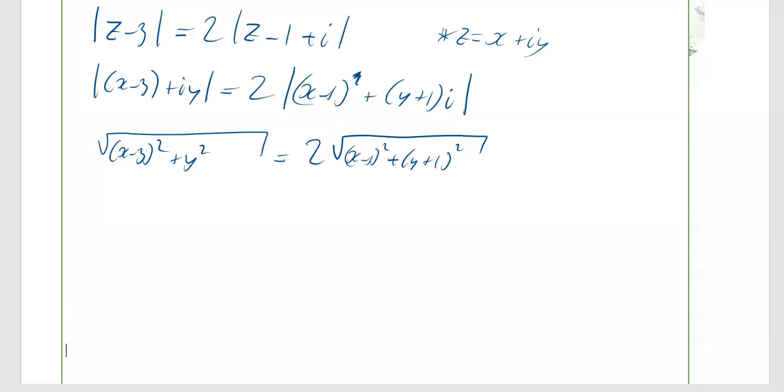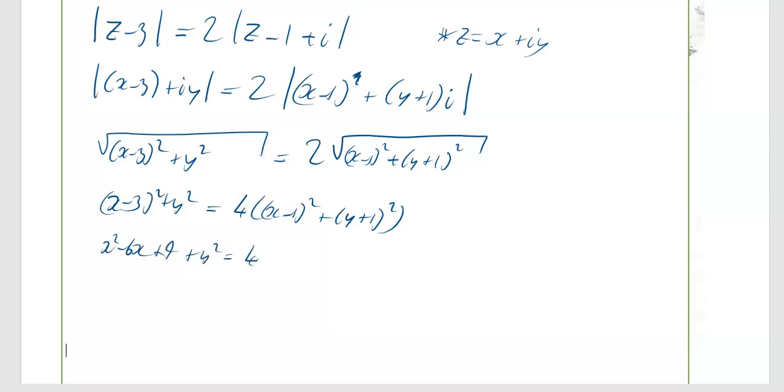So we're going to square both sides first of all, to give you (x − 3)² + y² = 4 upon (x − 1)² + (y + 1)², and then we're just going to go from here. So squaring that, (x − 3)² gives you x² − 6x + 9 + y² = 4 upon x² − 2x + 1 + y² + 2y + 1. And then we're just going to multiply out the bracket on the right hand side.